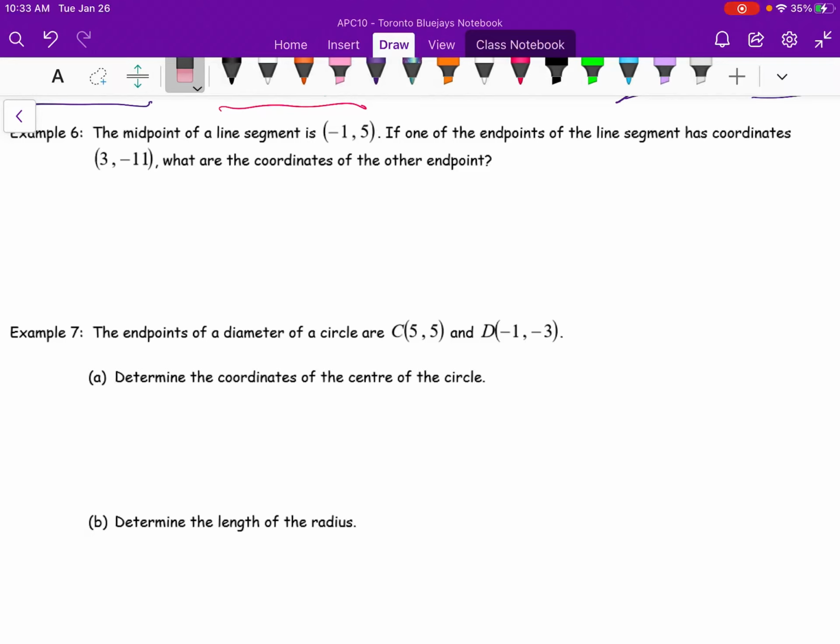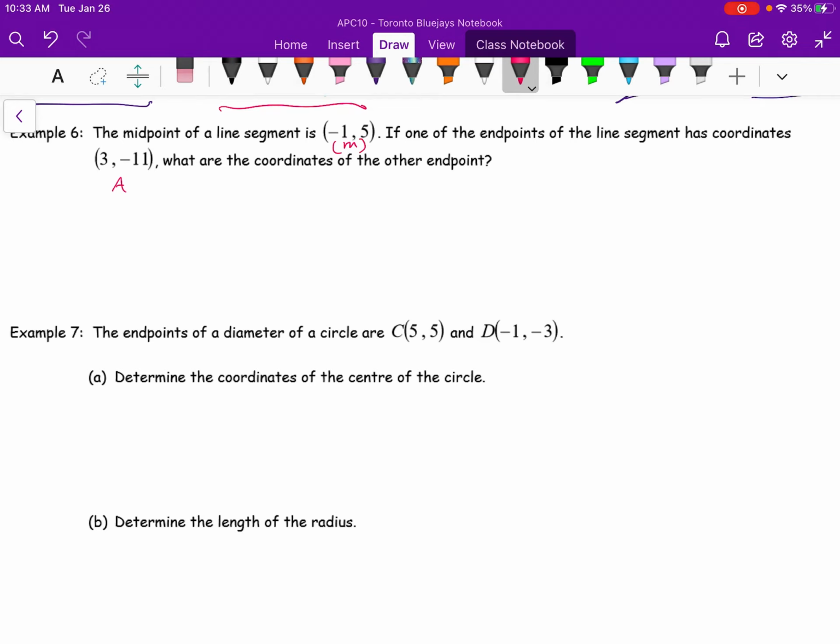Example 6. If the midpoint of the line segment is (-1, 5), right away I'm just going to denote this as M because it's my midpoint. One of the endpoints of my line segment has coordinates (3, -11). I'm just going to call this A. What are the coordinates of the other endpoint?